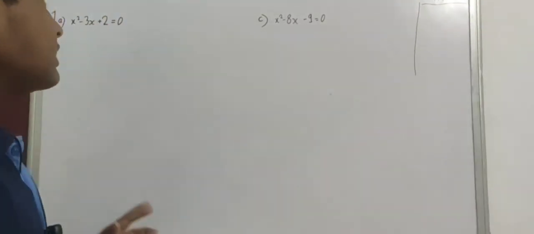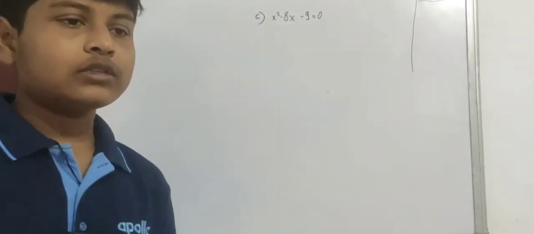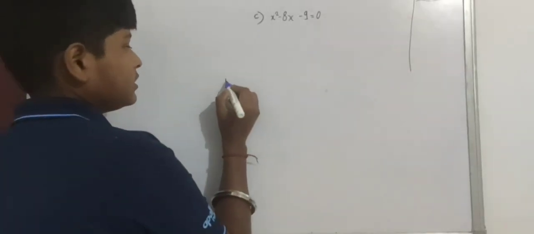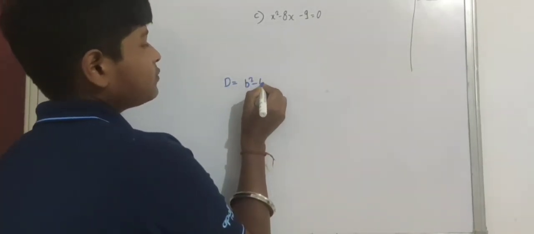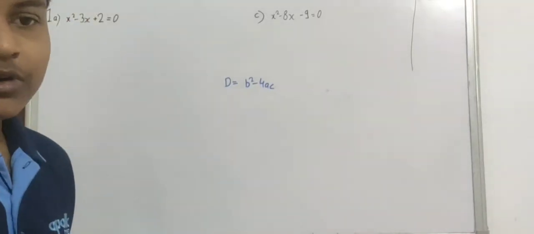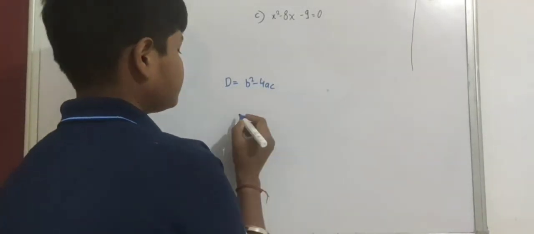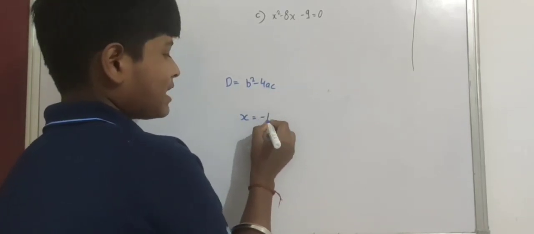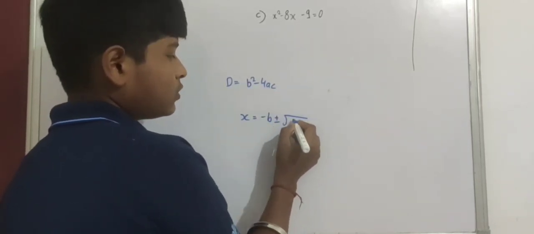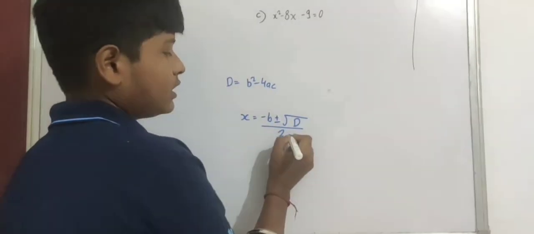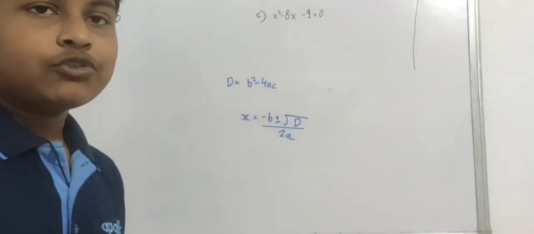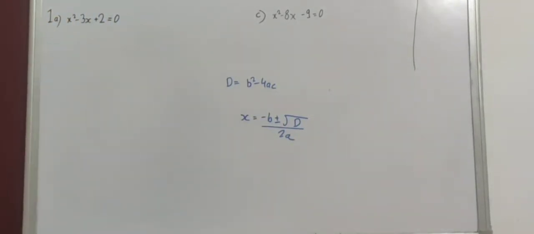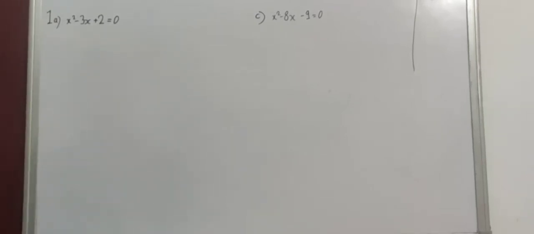Exercise 5c. So in this whole exercise, you have to use two formulas. First one is this: discriminant is equal to b square minus 4ac. And another formula to find the x, that is the factor, is x equals minus b plus minus root d by 2a. So here the value of d is b square minus 4ac. You can put it in this formula to find the discriminant, the value of x. So let's start. Solve number 1 part A.